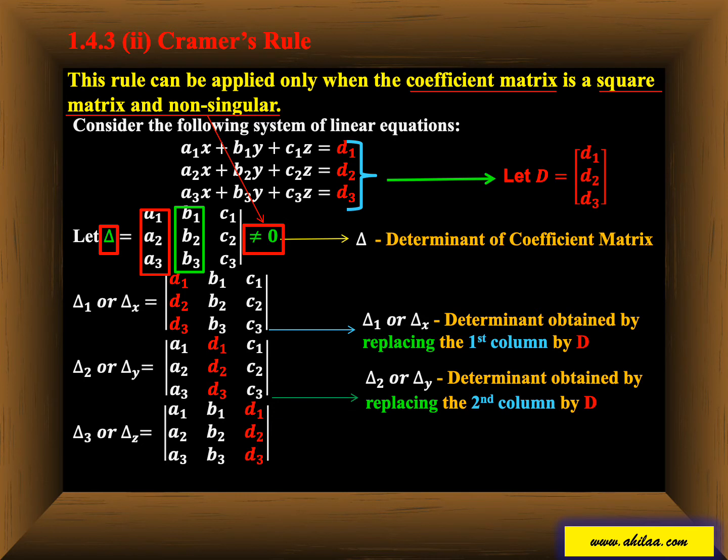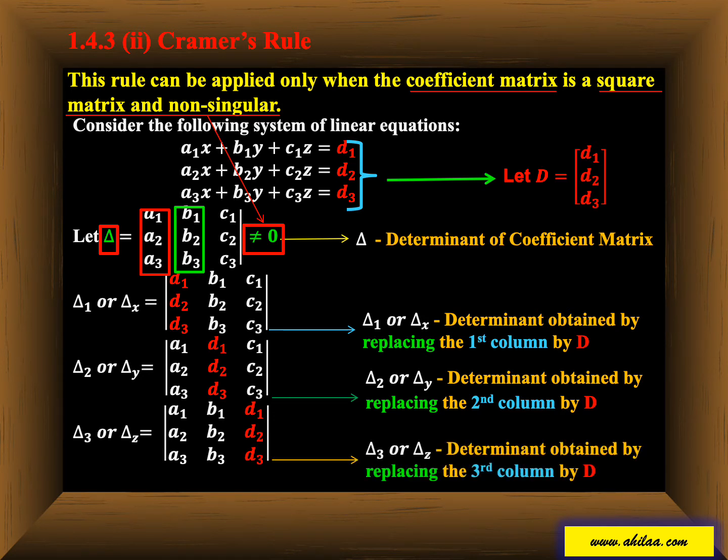Similarly, delta 3 or delta z equal to, what do we need to do here? We need to replace the third column by D. So, first column and second column remain the same. The third column takes the values d1, d2, d3. So, delta 3 or delta z is the determinant obtained by replacing the third column by capital D. So, instead of c1, c2, c3 in delta, we have replaced it by d1, d2, d3 in delta 3.